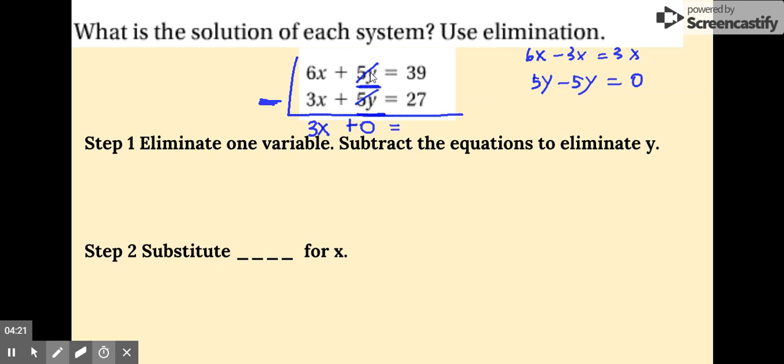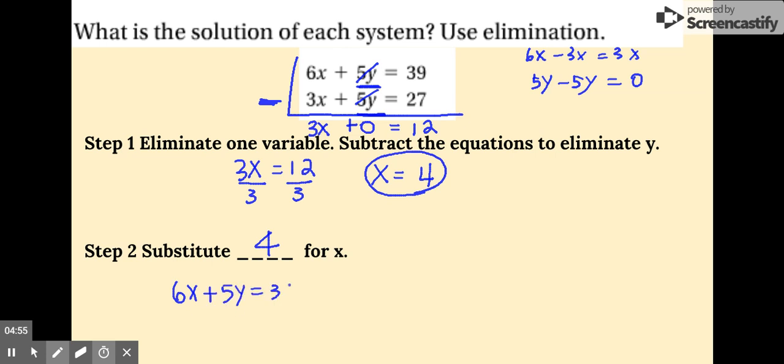So now we just got rid of one of the variables. This is our goal, and then we just complete the goal. So 39 minus 27 is 12, right? Now let me rewrite, after I simplify that 0 part and divide by 3, x is equal to 4. All right, now you need to substitute 4 for x into one of the equations. So let me just choose the first one.